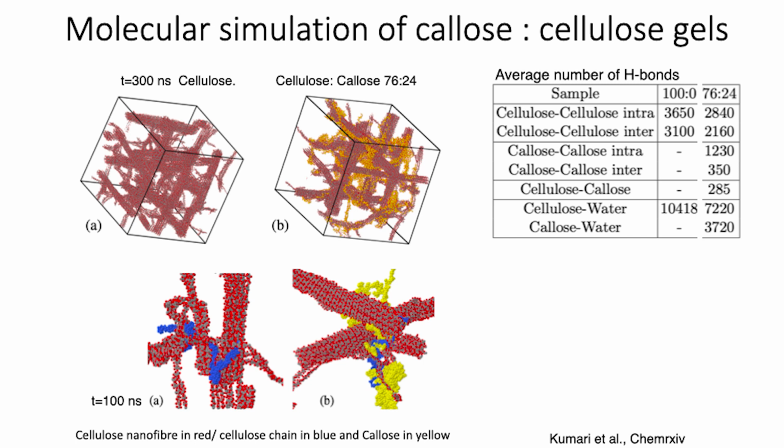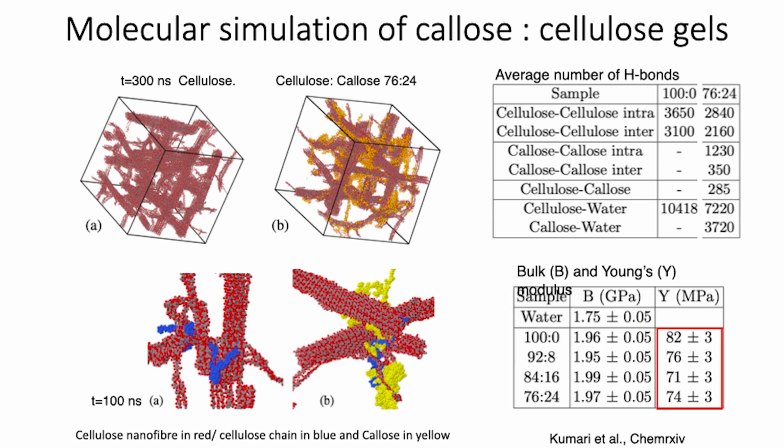And you see that they are strongly integrated after 100 nanoseconds of starting the simulation, producing a number of hydrogen bonds between cellulose and callose structures. These differences in the hydrogen bonding also lead to a reduction in the Young's modulus, or the elastic modulus. So this basically supports our research that the elastic properties of callose-cellulose hydrogels change with the callose concentration.